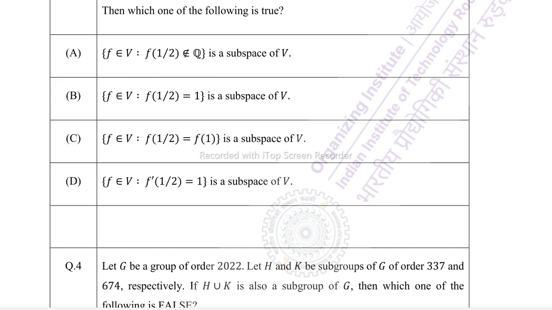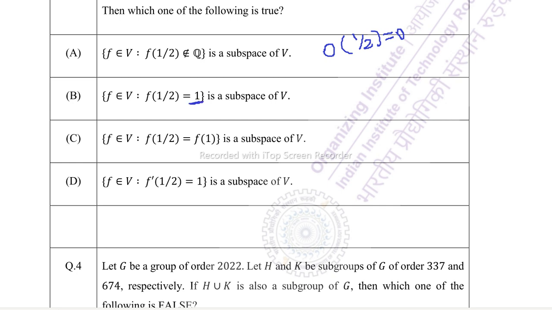Clearly the zero polynomial does not satisfy this condition, because the zero polynomial at any point always gives 0. Therefore 0 is not in the subset, so it's not a subspace. Again, clearly the second one is also not a subspace. The zero polynomial does not satisfy the condition, because the zero polynomial at 1/2 is always 0, but you will not get 1 always.